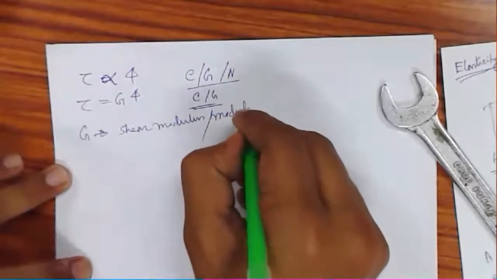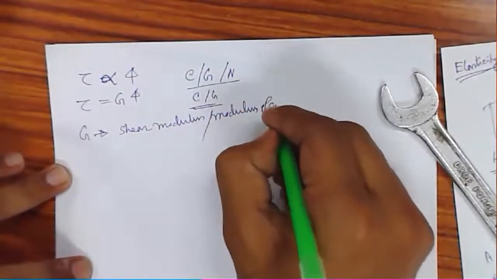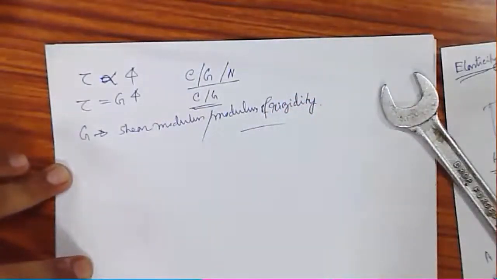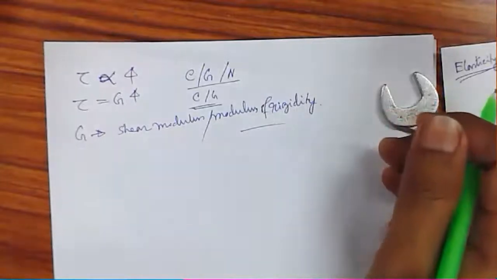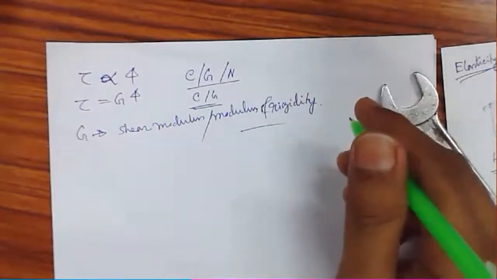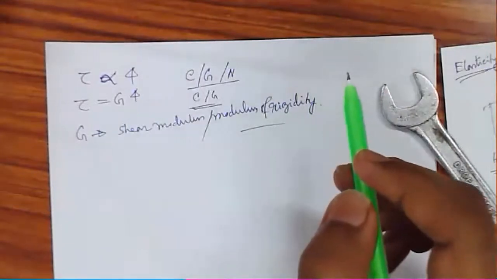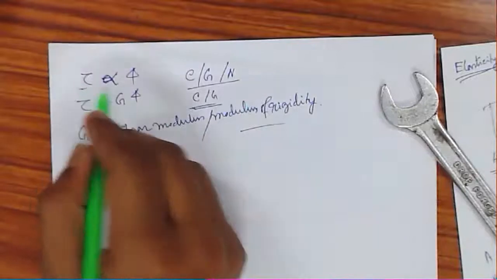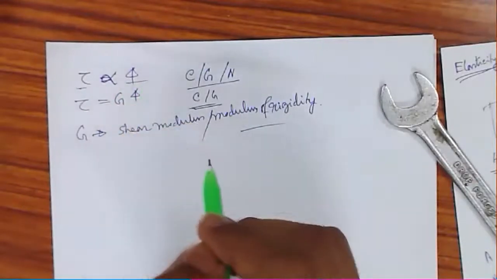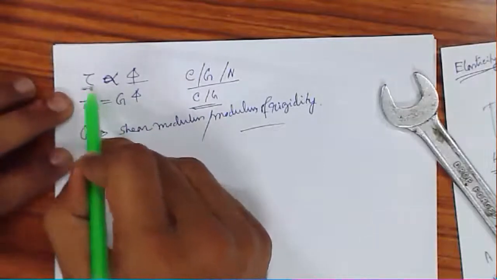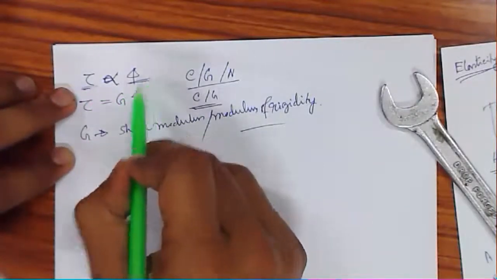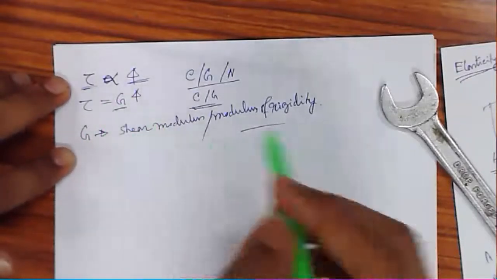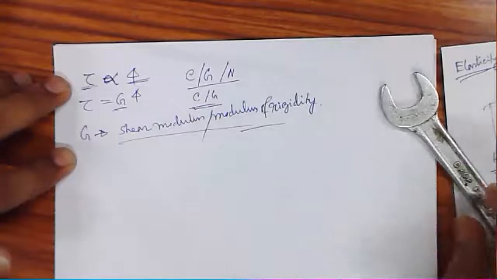or modulus of rigidity. Sir, what is phi? Tau is proportional to phi. Shear stress is proportional to shear strain up to the elastic limit. Okay, so this is shear stress tau, this is shear strain phi. So we have introduced this proportionality constant G. G is called shear modulus or modulus of rigidity.